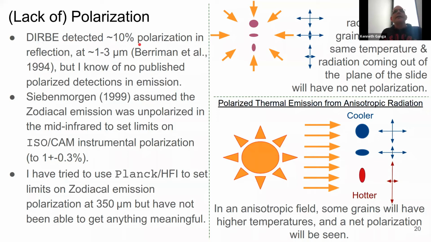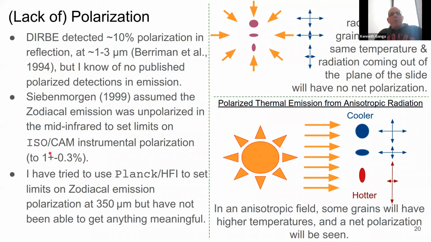So Dirbe detected about 10% polarization in reflection. So that's not what we're looking at. But I have never seen any thermal zodiacal emission polarization detection. ISOCAM, which was a 1990s experiment, set a limit on the polarization at 15 microns, I think, at about 1%.